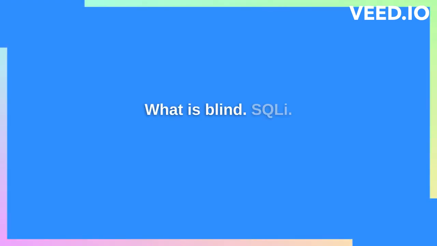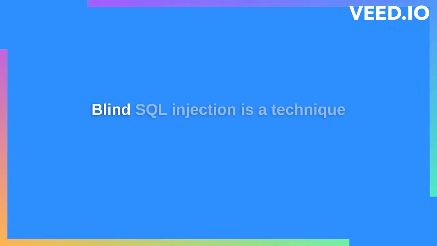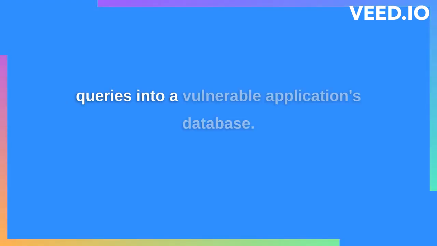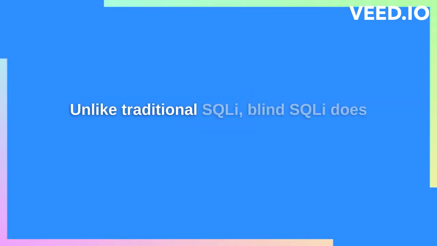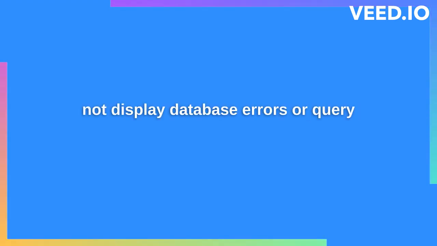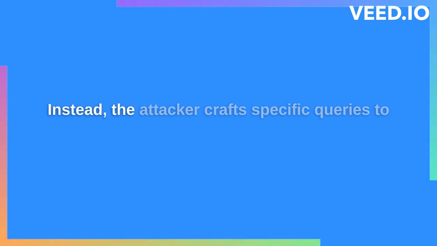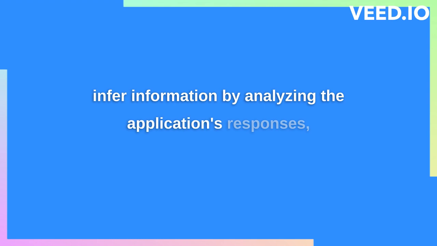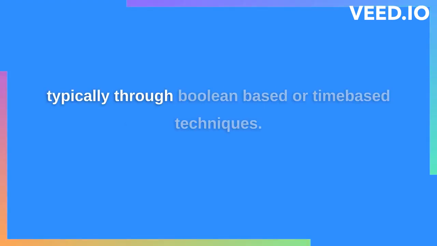What is blind SQLI? Blind SQL injection, SQLI, is a technique where an attacker injects malicious SQL queries into a vulnerable application's database. Unlike traditional SQLI, blind SQLI does not display database errors or query results directly to the attacker. Instead, the attacker crafts specific queries to infer information by analyzing the application's responses, typically through Boolean-based or time-based techniques.